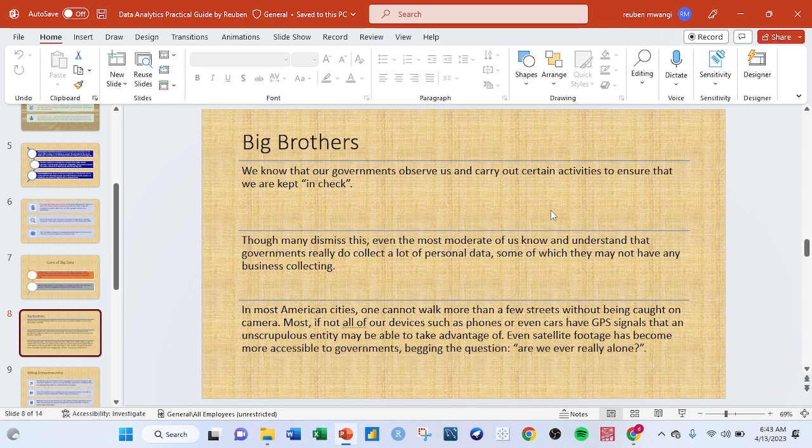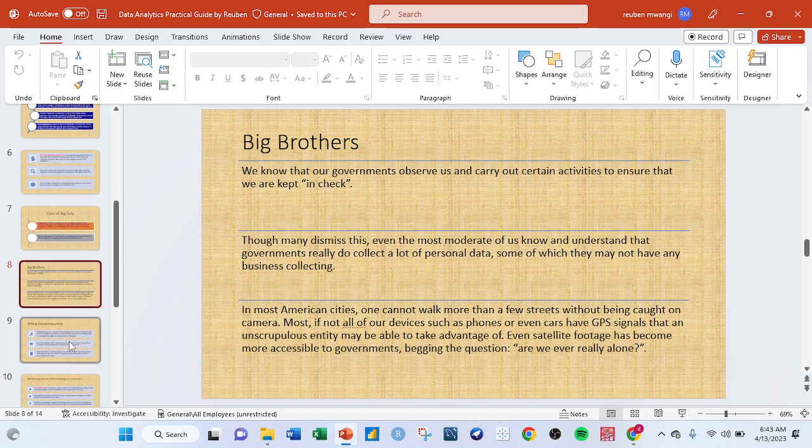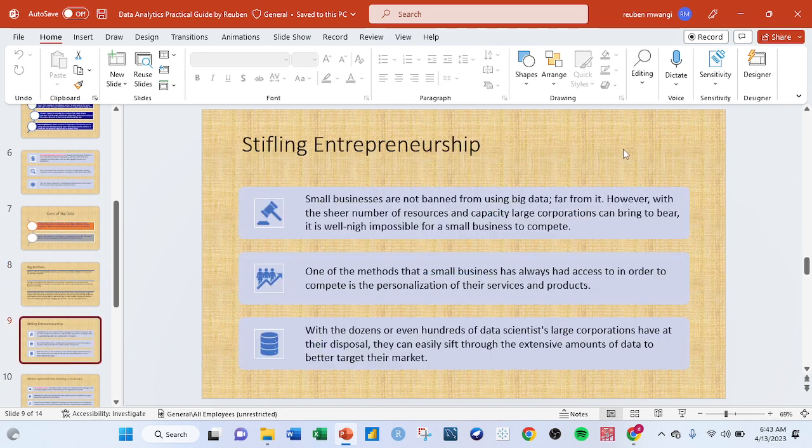But it's time we step up and see how we can benefit from AI and big data. So another disadvantage is about streamlining entrepreneurship. Smaller businesses are not banned from using big data. So in this case, we're trying to compare the small businesses and the big businesses at the same time.